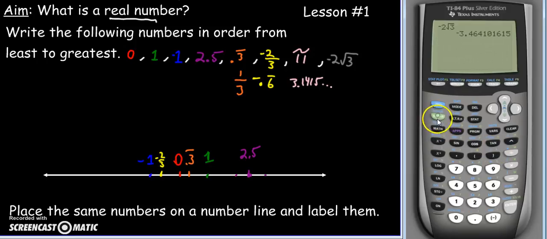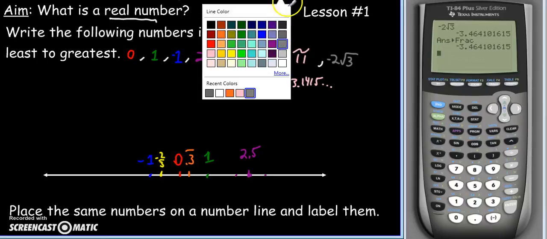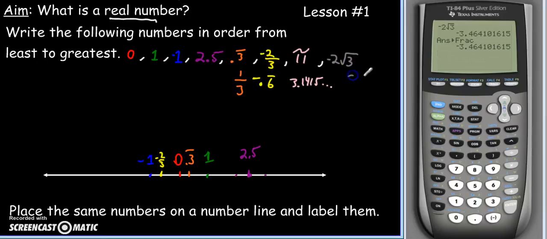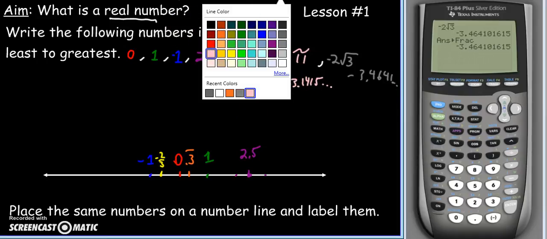So you cannot turn this into a fraction using the math feature, because it's an irrational number. Pi and this are irrational numbers. They don't terminate like 2.5, and they don't repeat like 1/3 and 2/3. So they cannot be written as fractions. That should be in gray, so let's put that in gray. It's negative 3.4641, and it continues.